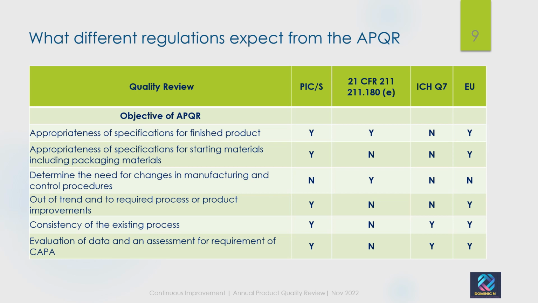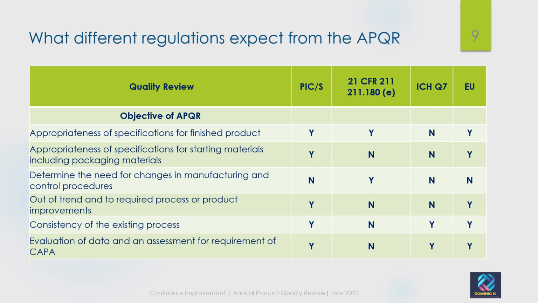And one thing I want you to know when you're writing your SOP or developing your template or developing your process is that you should, at a minimum, use the standard that has the most yes. So what I have done when I developed my own APQR template, APQR SOP, is that for every section where I have a yes, I put it into my SOP as an objective or as a scope. So appropriateness to specification is important.